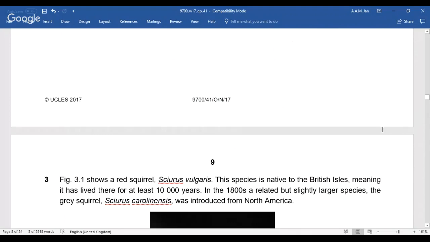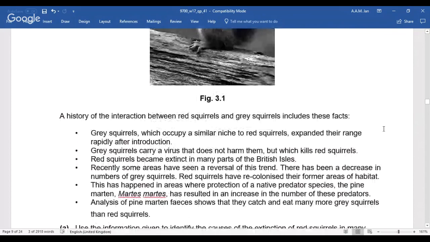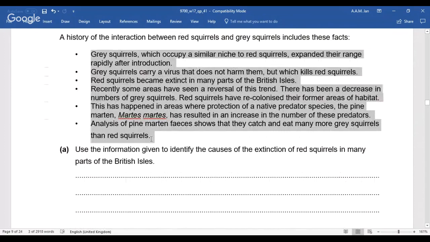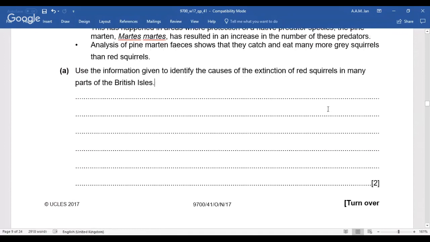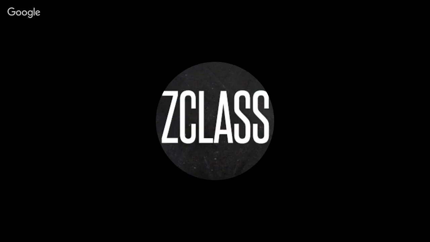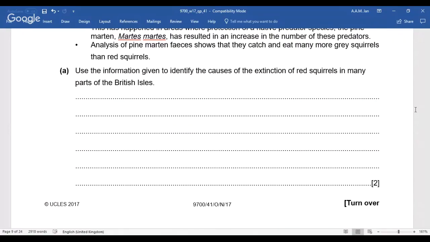Okay, so the next question you're talking about red squirrels and gray squirrels, and they give you some information here which could give you some clues as to how the competition between the two species arose, which kind of leads on to question A. So Grace, what was your answer for question A? I said that there aren't enough resources because they're being consumed by the gray squirrels, and there's a virus which is being transmitted by the gray squirrels. So through introducing this alien species, the gray squirrels, the red ones have died out. Good, you'd get both marks for that.